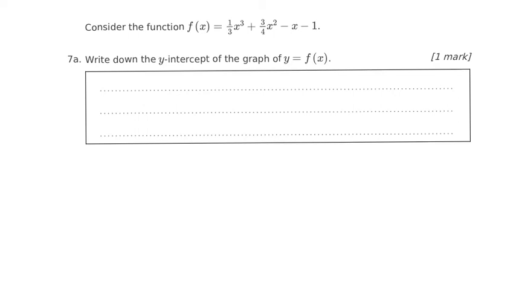7a, write down the y-intercept of the graph y equals f of x. Well, the graph of f of x is 1/3 x cubed plus 3/4 x squared minus x minus 1. The y-intercept is when x equals 0. So if we put x equals 0 into there, we get the y-intercept is at 0, minus 1.